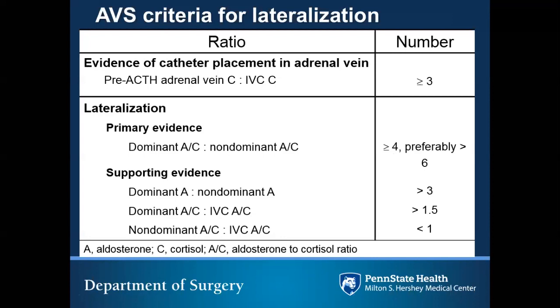There are a number of built-in ratios that are not important to memorize right now that tell you if your catheter was in the right place, that confirms contralateral suppression. But if you're going to remember one number, you want a ratio of lesional side aldosterone to cortisol to non-lesional side aldosterone to cortisol of greater than 4, supports a diagnosis of unilateral adrenal aldosterone overproduction from an adenoma, otherwise known as Conn's syndrome.